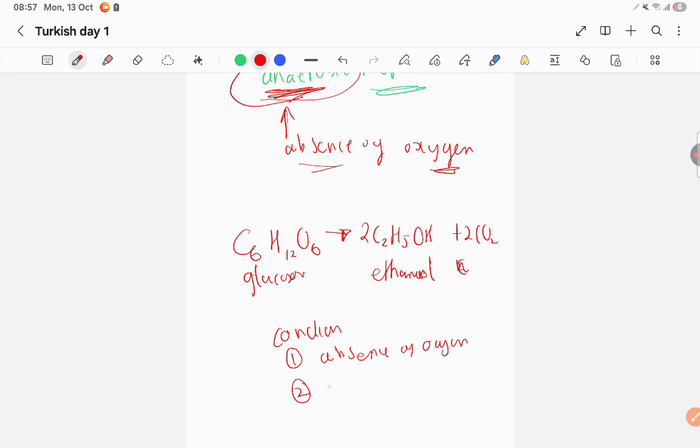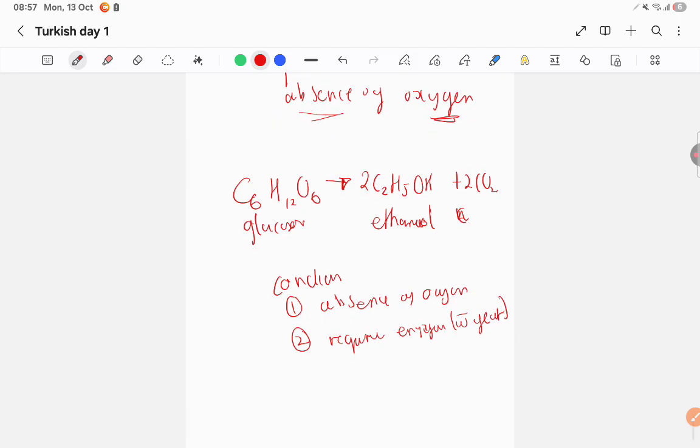The second condition requires enzymes with yeast. Yeast with enzymes. And I think some might say temperature. The temperature range is very limited, maybe just between 25 degrees Celsius, if I remember correctly, and 30 degrees. So it's a very small temperature range, okay?